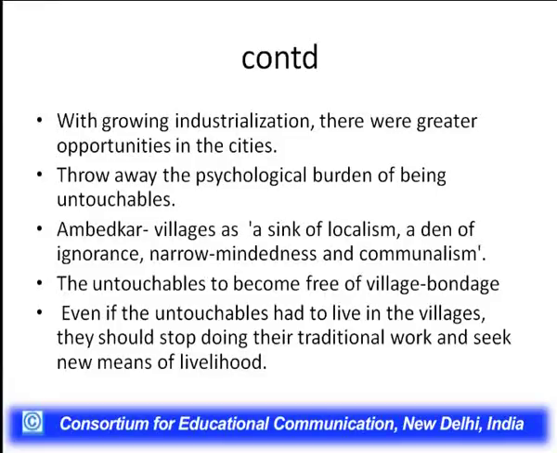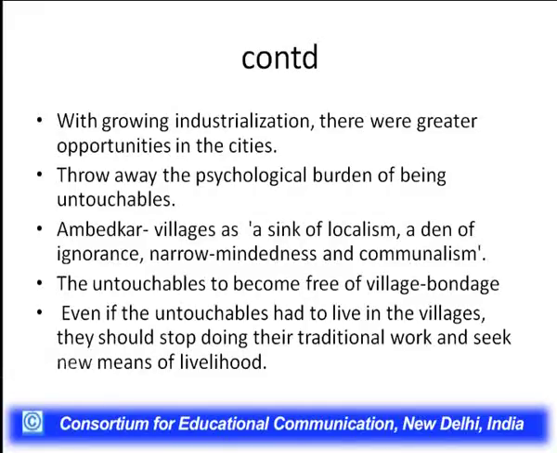So therefore, he associated rural life with village bondage, especially for the low caste people. And according to Ambedkar, there could be another alternative, because not everyone could leave the rural areas and migrate to cities, because not everyone was educated or trained enough to do that.